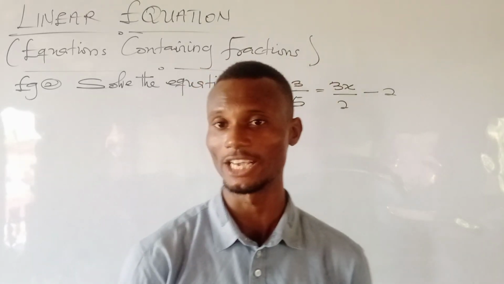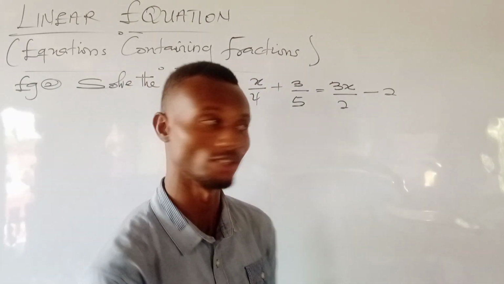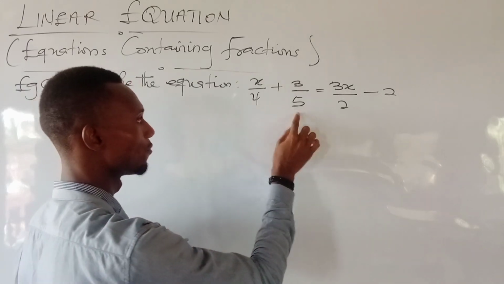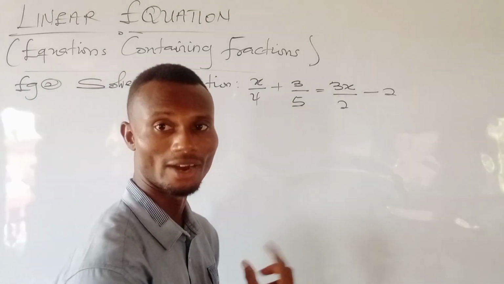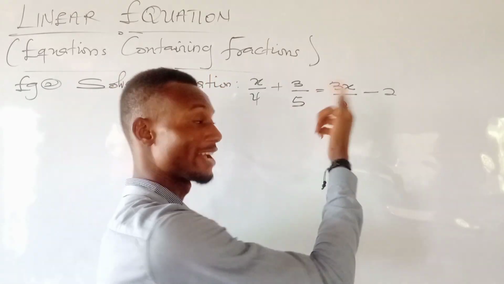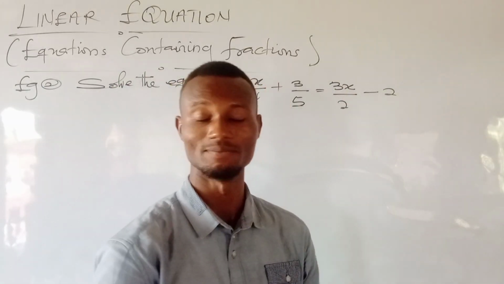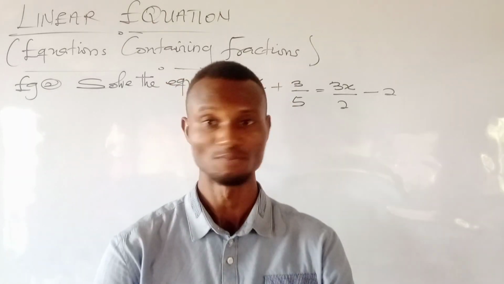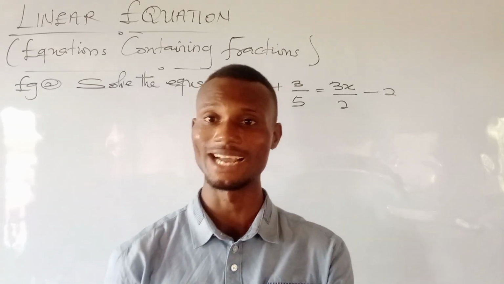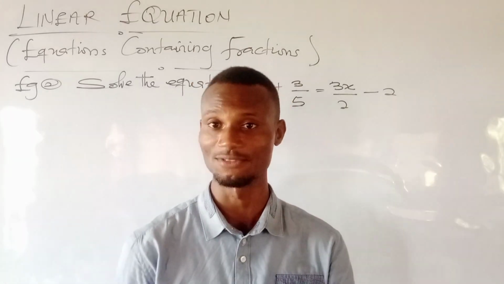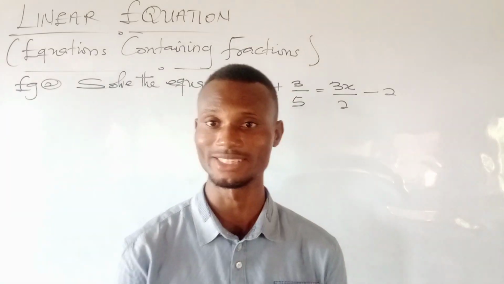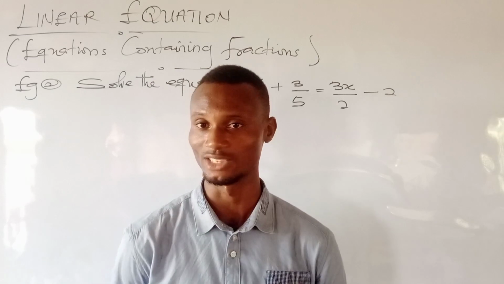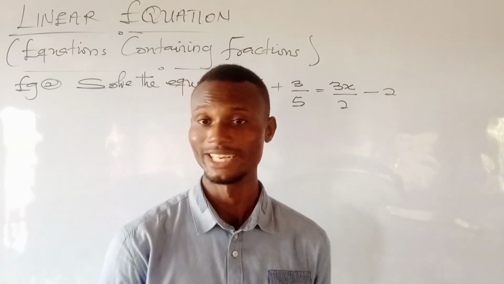How to get the LCM is to use the denominators of the fractions. So in this equation, the denominators are 4, 5 and 2. So we find the LCM for 4, 5 and 2, and I've taught you how to find the LCM of numbers. If you don't know how to find the LCM of numbers, don't worry, I've already treated that in some videos. So search for that video and learn how to find the LCM of numbers, because you are applying that knowledge here.